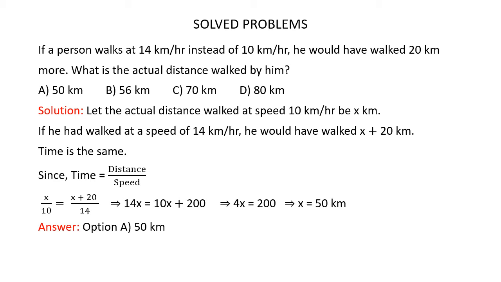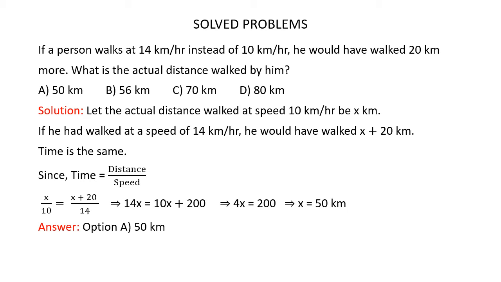Now it's given that if the person had walked at 14 kilometers per hour instead of 10 kilometers per hour, he would have walked 20 kilometers more. So if he had walked at a speed of 14 kilometers per hour, he would have walked x plus 20 kilometers. Now the time walked by the person is the same. We know that time is equal to distance divided by speed. So x divided by 10 is equal to x plus 20 divided by 14.